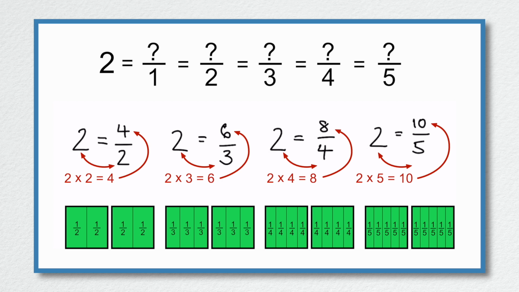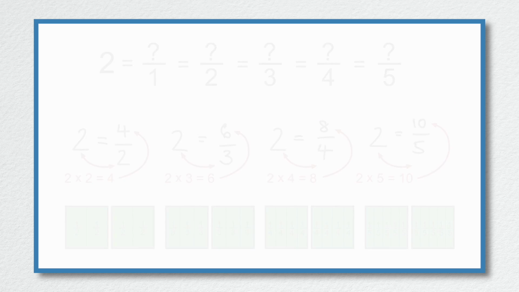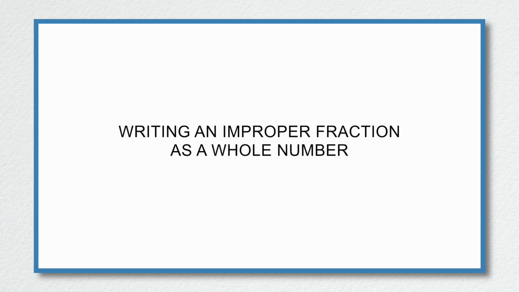We're going to come back to this later. So that's writing a whole number as an improper fraction. Well, what about writing an improper fraction as a whole number? If we have 6 over 2, or 6 halves, what is this as a whole number?